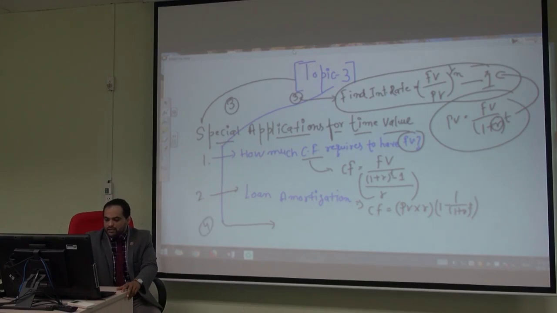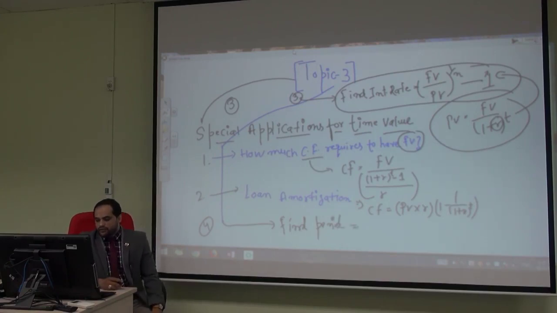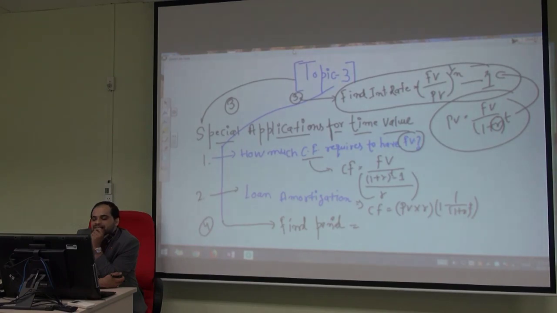The fourth one is finding period. What does finding period mean? Let's say you go to a bank to ask the rate of interest that the bank normally offers on deposits. Let's take the same example. Right now you have $10,000, and you want it to become $50,000 in the future.